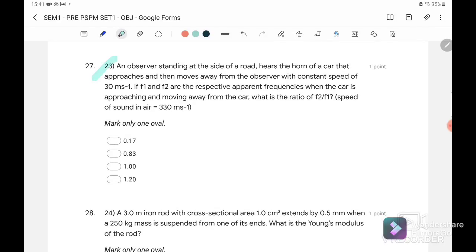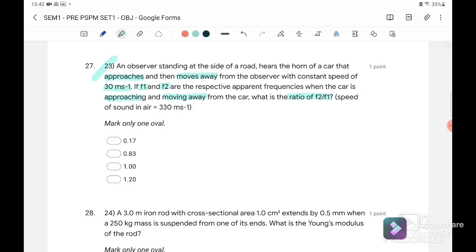Question number 23. An observer standing at the side of the road hears the horn of a car that is approaching and then moving away. So we have two conditions. The first one is approaching, the second one is moving away from the observer with a constant speed of 30 meters per second. If F1 and F2 are the respective apparent frequencies where the car is approaching and moving away, F1 is approaching, F2 is moving away, what is the ratio of F2 over F1?